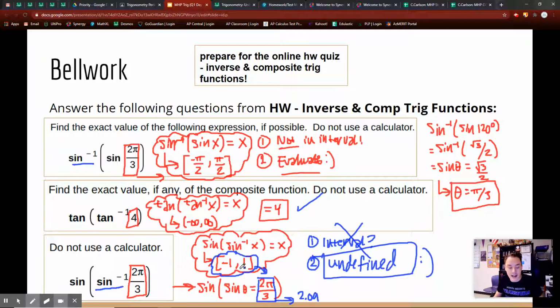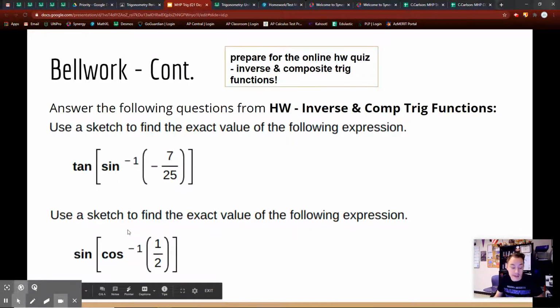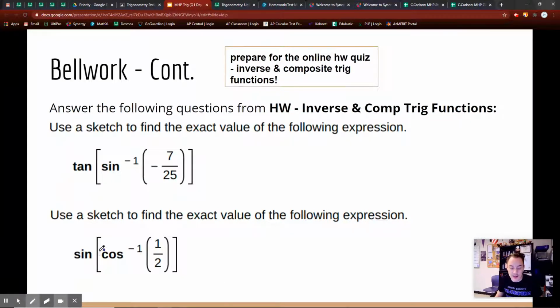The next slide I have for bell work is easier ones, and by easier ones I mean they're a little bit easier to understand because they're very straightforward. Okay. So the first step when I solve something like this is notice that this is tangent and this is sine. So I'm not going to follow the same interval. I don't even care about the interval on these.